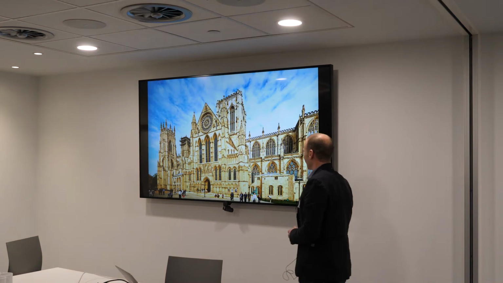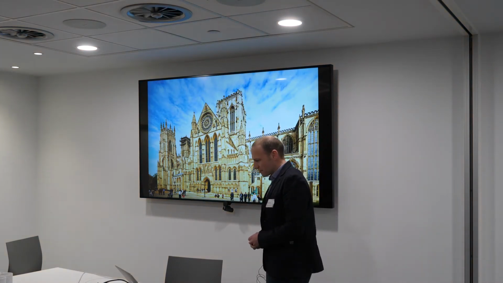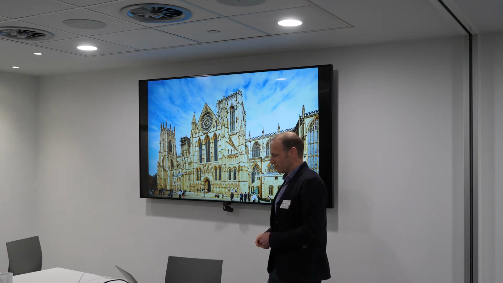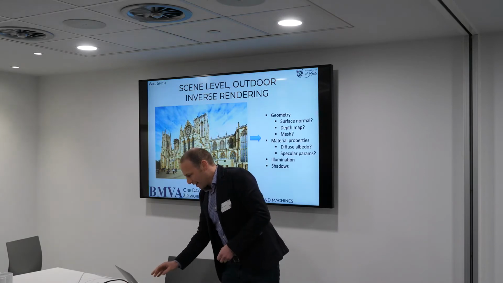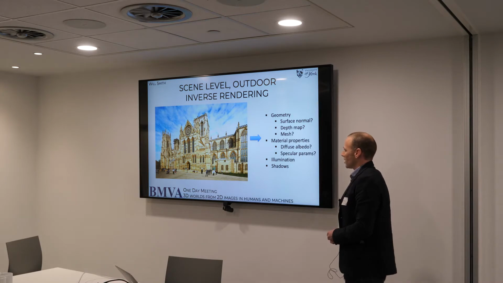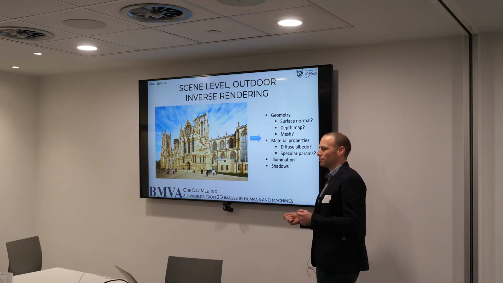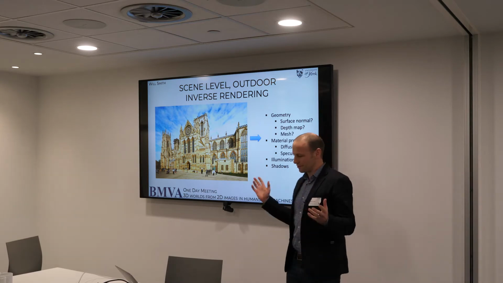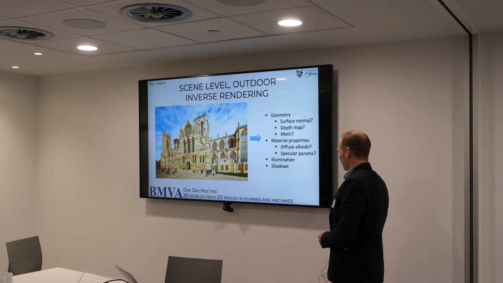I want to do it for images like this. This is York Minster, where I'm from. So in the wild, really uncontrolled conditions, really challenging scenes. And I want to estimate all the stuff I said before: geometry, material properties, illumination, shadows, and so on. And if you could do that, you can do things like edit the pose of the image, like change the lighting, lots of other useful things.